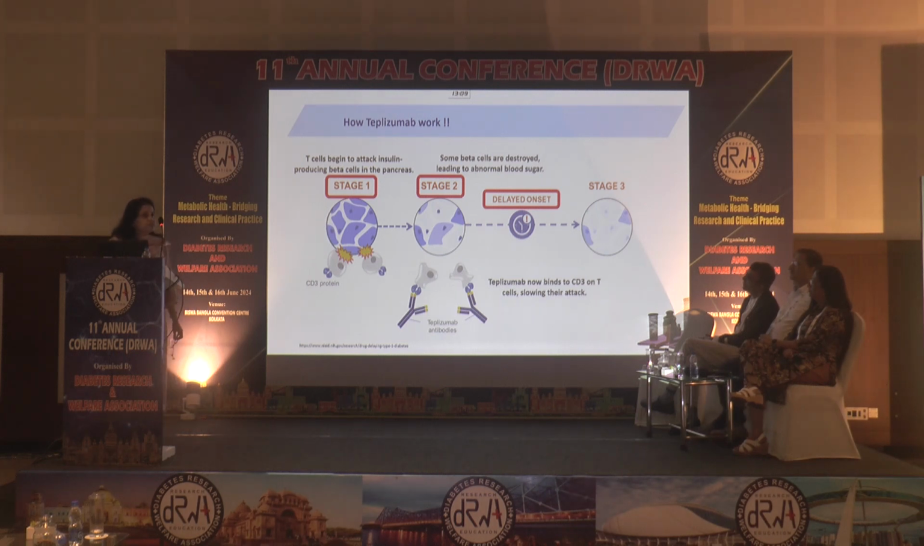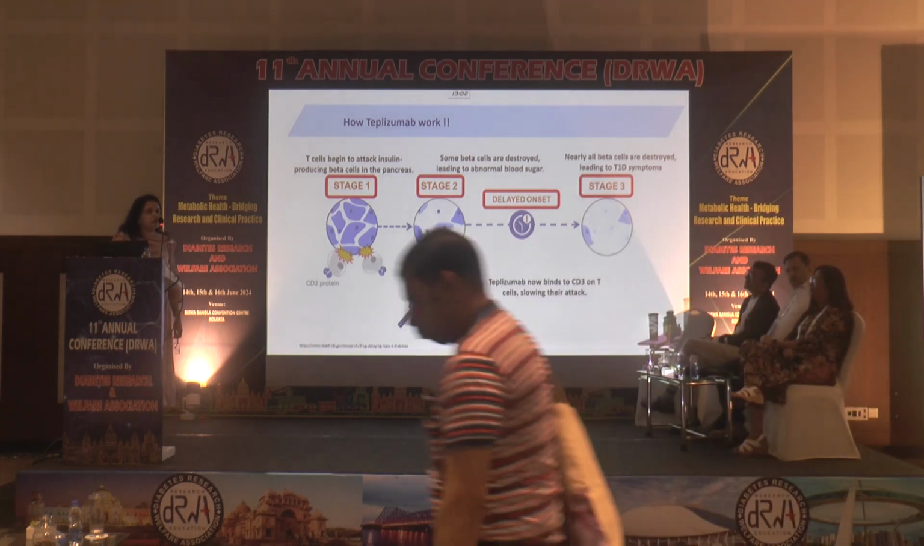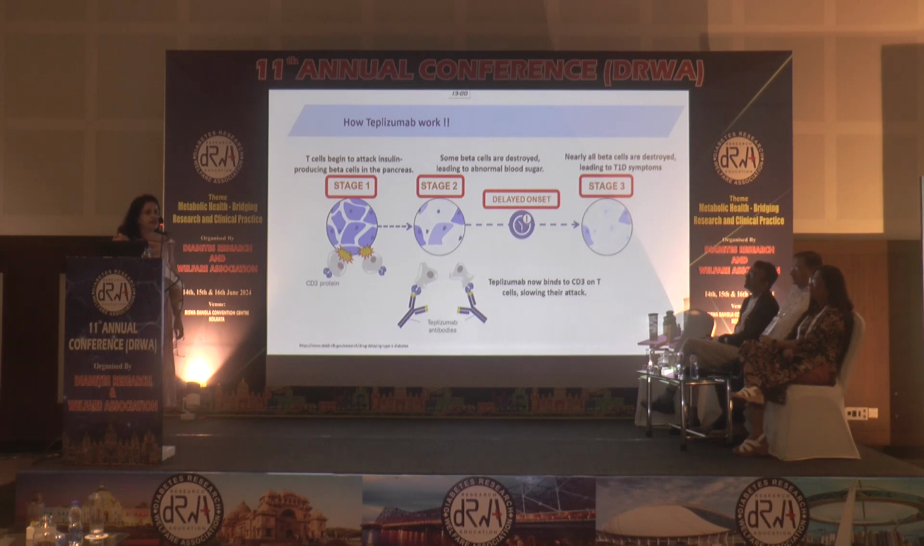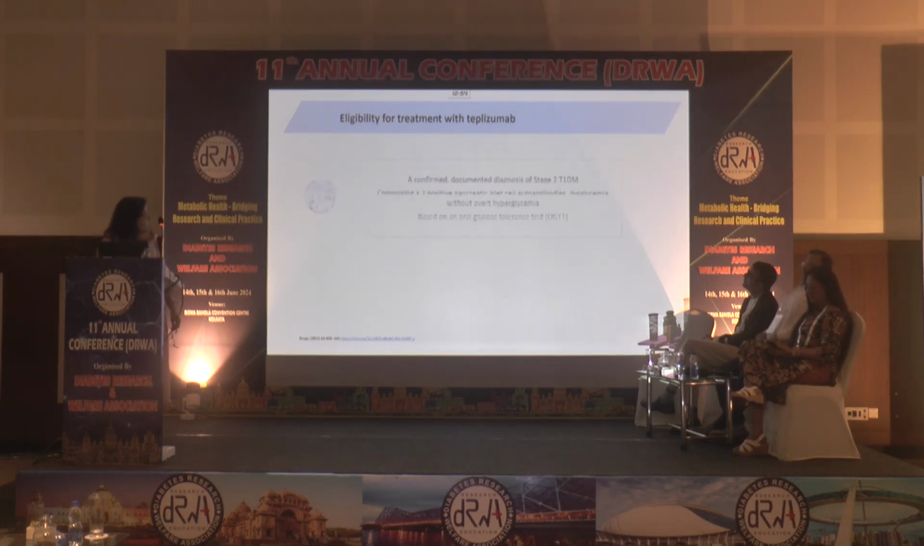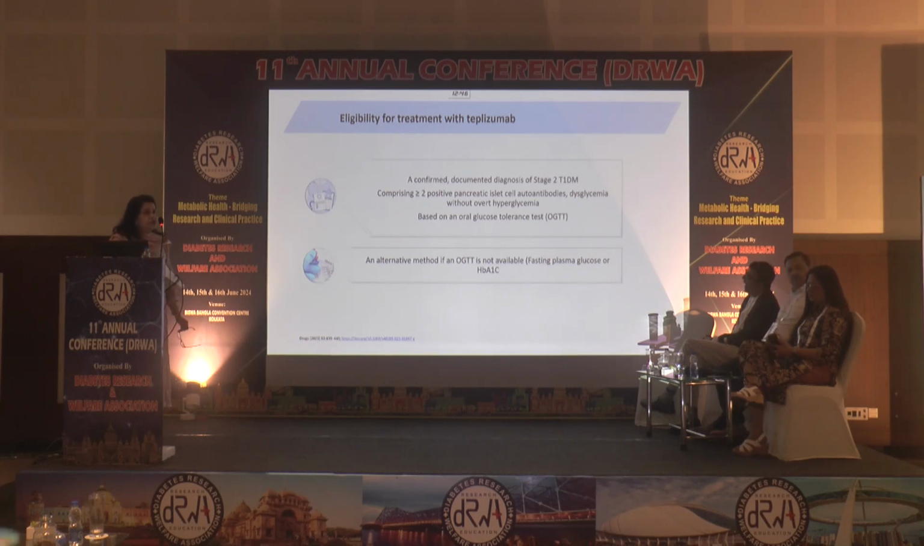Now it's a very, very expensive drug, and I'll just talk quickly about the studies. In spite of giving teplizumab, you cannot prevent type 1 diabetes. It does happen, but it's an immunomodulator, and you can delay type 1 diabetes. Now, what was the eligibility for treatment? You should have a confirmed documented diagnosis of stage 2. That means you definitely have 2 or more autoantibodies which are positive.